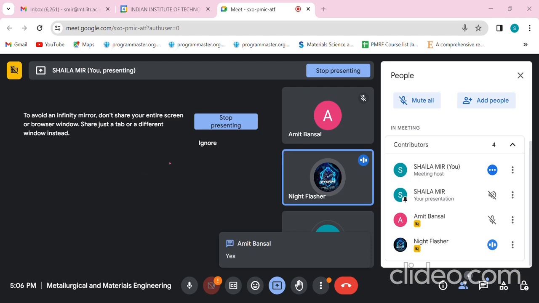Again we'll be using the same formula. Resolution is equal to 0.61 times lambda divided by mu sine of alpha. So you are given the wavelength, you have been given the refractive index and the aperture angle. Remember this is the complete aperture angle, while this alpha is only the half of this angle.